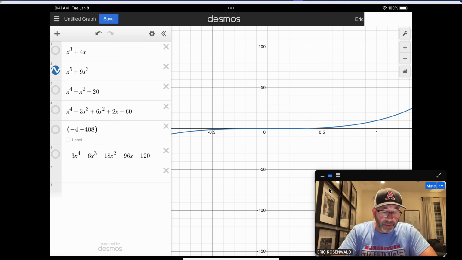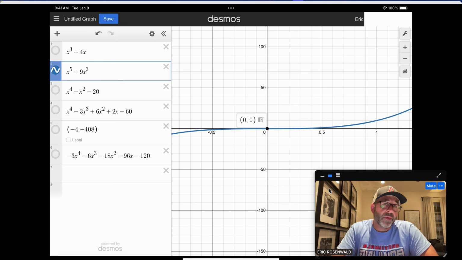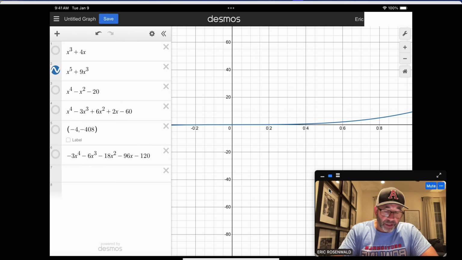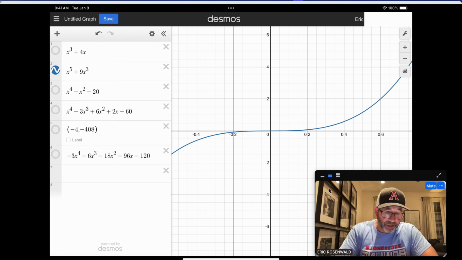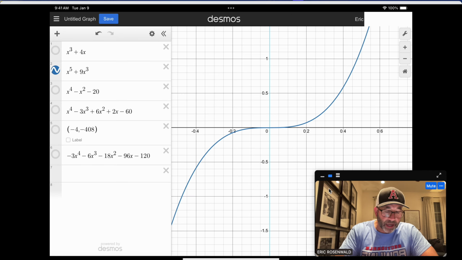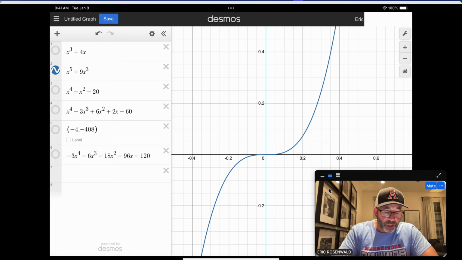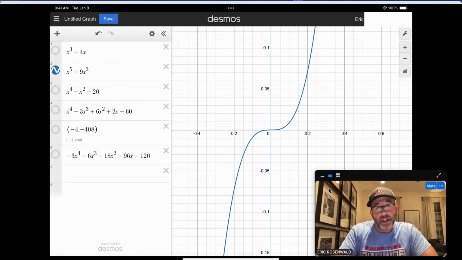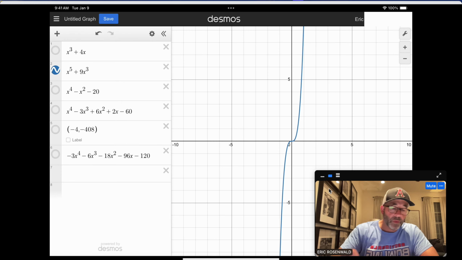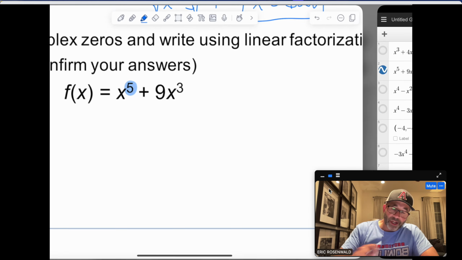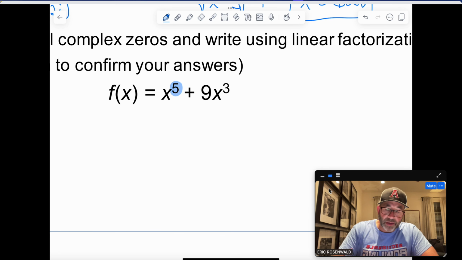But you can see what ends up happening is right here, we have this point, 0, 0. It's the only one. No matter how much I zoom in on this, even if I stretch this out a little bit, you can see it creates more of a gap between my x and y axis, but it won't change anything. We still are only going to cross at 0, 0. Okay? Well, why is that? If we factor out the GCF here, we get x cubed, and then we're left with x squared plus 9.